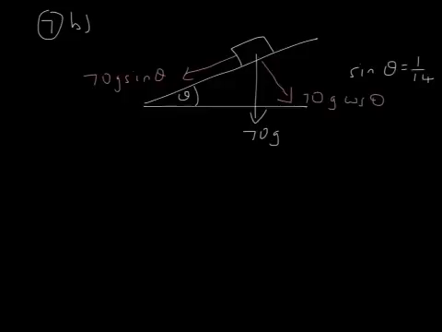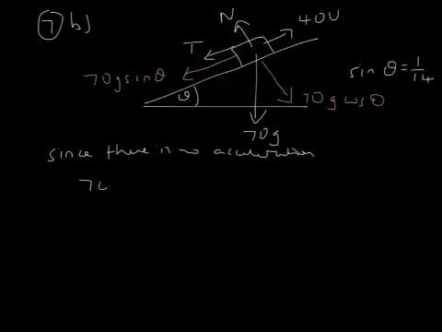Now the cyclist is cycling down the slope, so there's a tractive force. There's obviously going to be a normal reaction, and there's also going to be non-gravitational resistance to motion, and they've called that 40u. So now we've got this diagram, we can say that since there is no acceleration, 70g sine theta plus t must equal 40u.